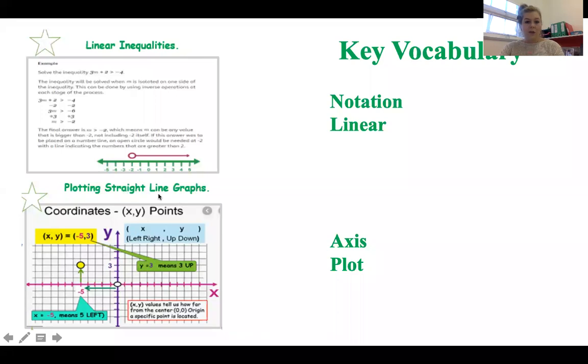The second topic, plotting straight line graphs. You need to be familiar with how to draw an axis using your X and your Y. Also being familiar with how you plot your coordinates of X and Y. Your X coordinate always goes first, and then your Y coordinate goes after that. So this will tell us left or right for X, and this will tell us up or down for Y. So you need to be able to plot a 4-quadrant grid accurately, and then you need to be able to plot a straight line graph as well, using a table of values when they're already given to you.